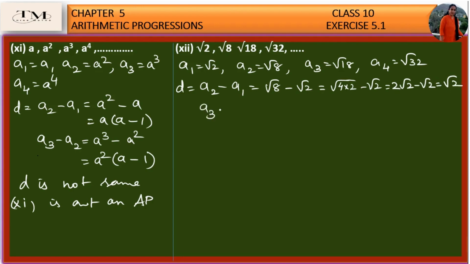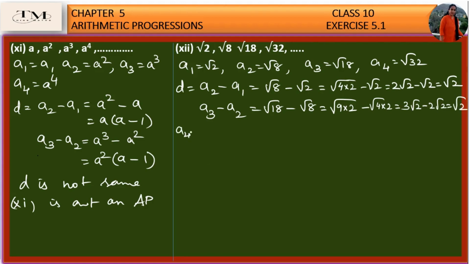In the same way, A3 minus A2. What is A3? It is root 18 minus A2, which is root 8. Root 18 can be written as root of 9 into 2, because 9 is a perfect square. Root 8 is already written as 2 root 2, that is root 8 is nothing but 4 into 2. So root 9 is 3, remaining root 2 will be there, minus root 4 is 2 and root 2 will be there. So it is 3 root 2 minus 2 root 2, which is root 2.